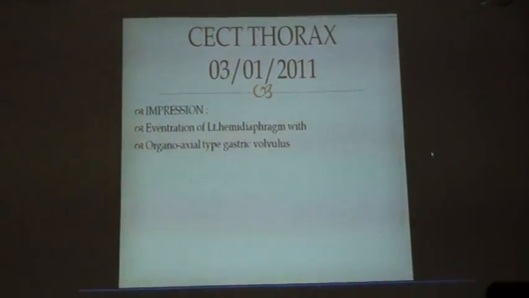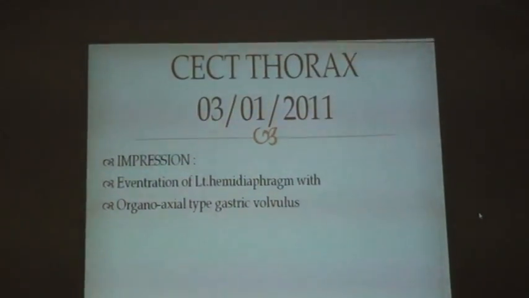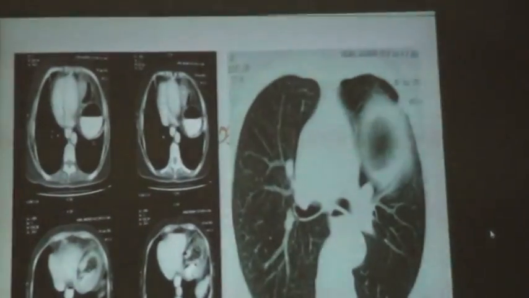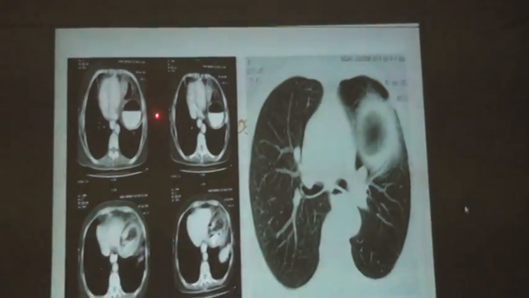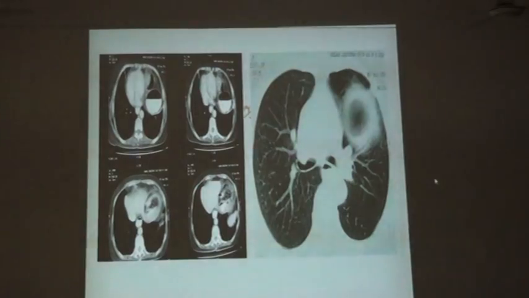Contrast enhanced CT scan was done, which showed eventration of the left hemidiaphragm with an organoaxial type of gastric volvulus. This is a CT picture which shows the displaced stomach with an air fluid level within the thoracic cavity.